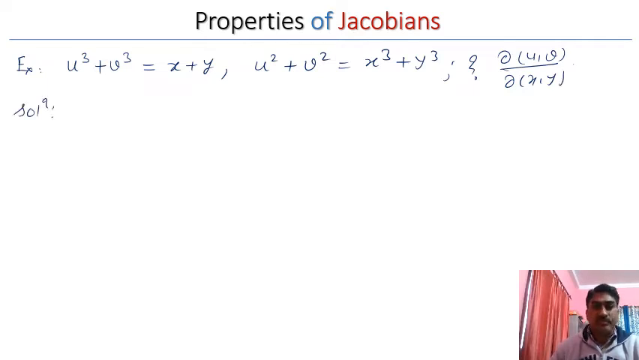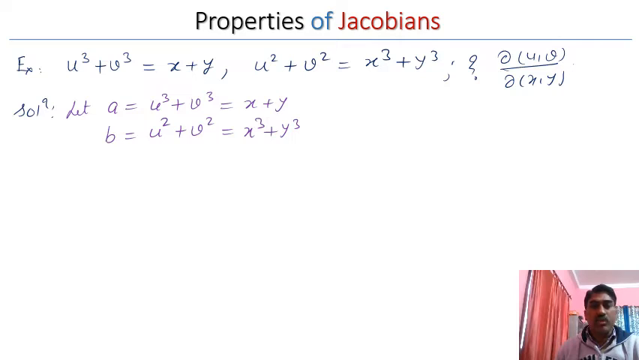So first we assign some names as we did in previous questions. Let a be equal to u cube plus v cube is equal to x plus y, and b is equal to u square plus v square is equal to x cube plus y cube. So we can find Jacobian of AB with respect to uv and with respect to xy separately.